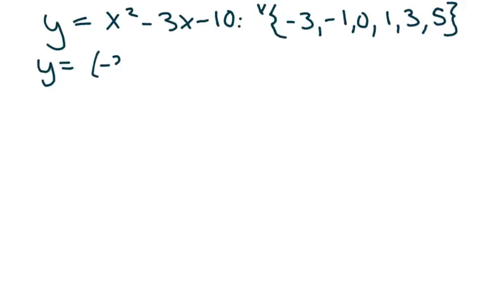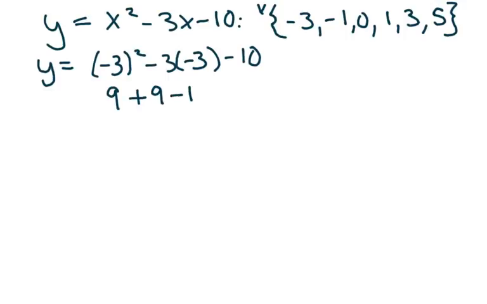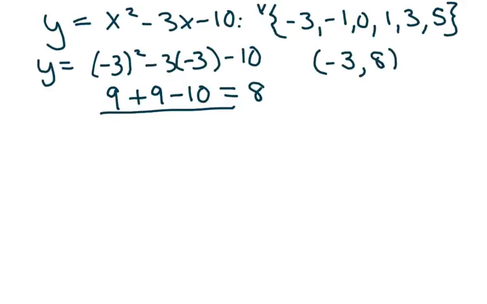So we're going to plug in -3 squared minus 3 times -3 minus 10. -3 squared is 9. Two negatives make a positive, so we're going to get plus 9 minus 10. So that's 18 minus 10 equals 8. So -3 gets paired with 8. And let's try -1.